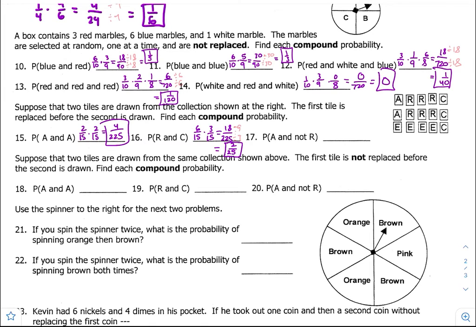17, the probability of getting an A, you guys, that's 2 out of 15. You put it back, and now the probability of getting not an R. Well, there's 6 R's, you guys, so not R would be the remaining 9 out of 15 blocks. So you guys multiply that, 18 over 225, and again, this is another divide top and bottom by 9, and we get 2 out of 25.